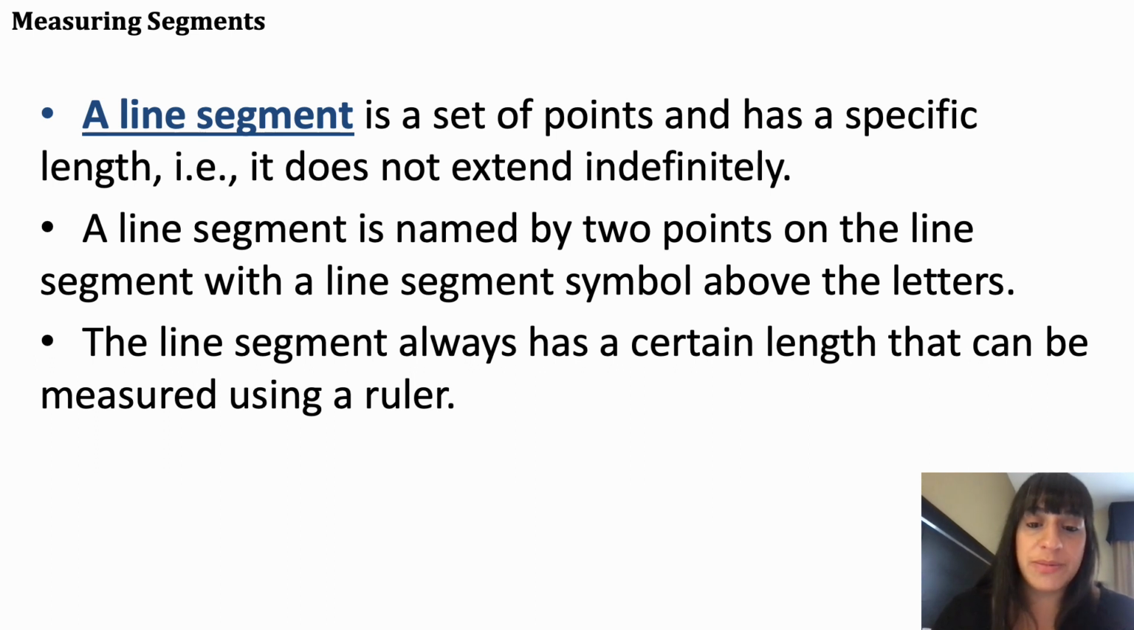So let's understand the precise definition of a line segment. A line segment is a set of points and has a specific length. It does not go on indefinitely. That means it does not go on forever. The way that we identify or name it is by 2 points, and it always has a certain length that we can actually measure. We can measure with a ruler, or we can measure with other means.